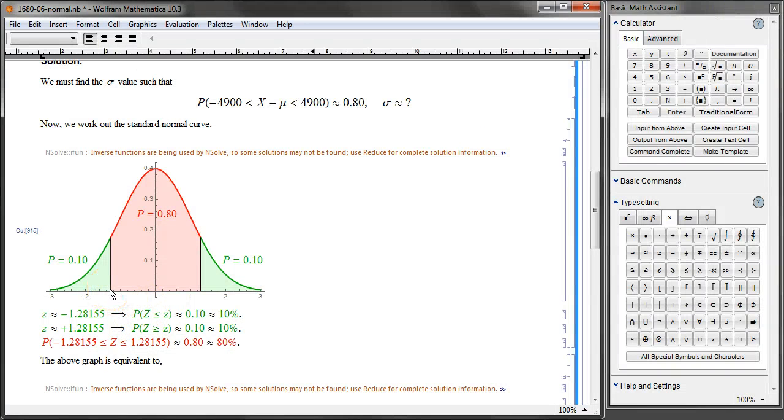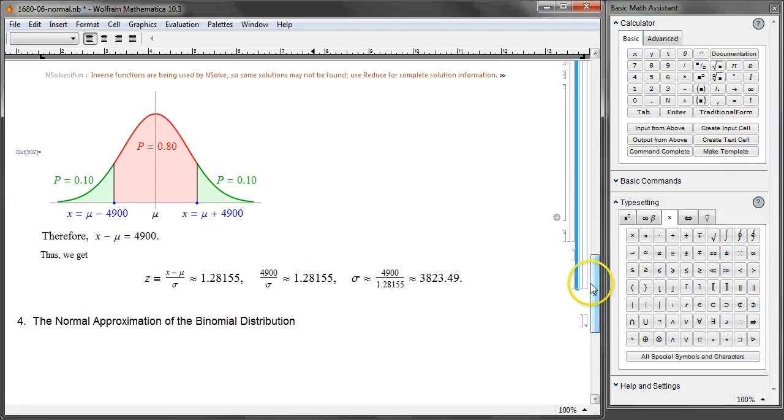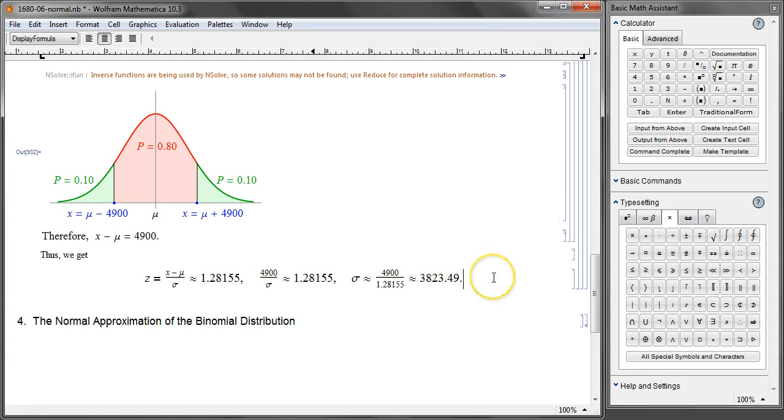So negative 1.28 will give you this one. Consequently, the right hand side will be positive 1.28. So what do you get? Well, this kind of computation. X minus mu over sigma. X minus mu, what is the difference between this x where my mouse is and mu? That's 4,900. 4,900 over sigma. That is my z value. And that has to be 1.28, approximately speaking.